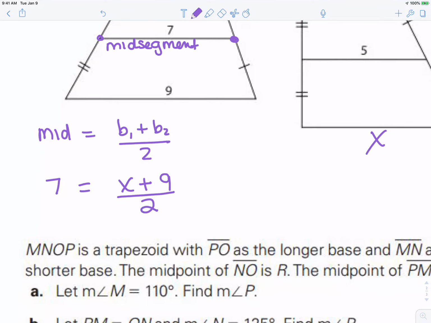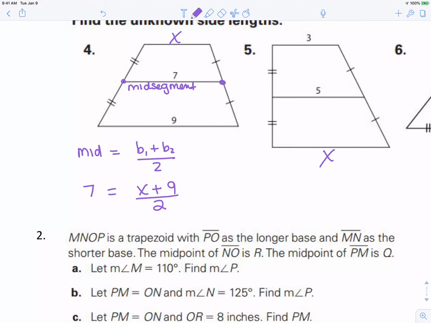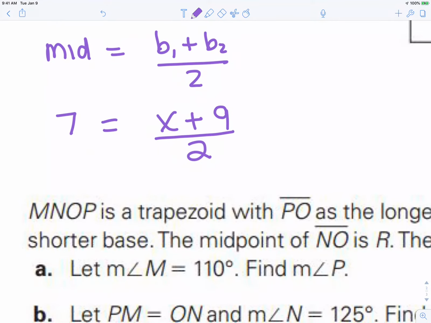Most of you probably looked at that and could already tell that the answer was 5, but the reason I'm setting it up in an equation like this was for when the expressions get a little bit more complicated than just x, 7, and 9. So you'll know how to do it later on. I multiply both sides by 2 and I get 14 equals x plus 9, subtract 9, and x equals 5.